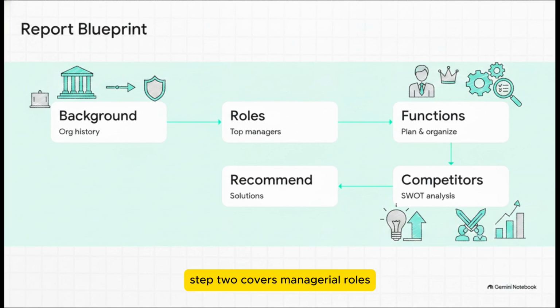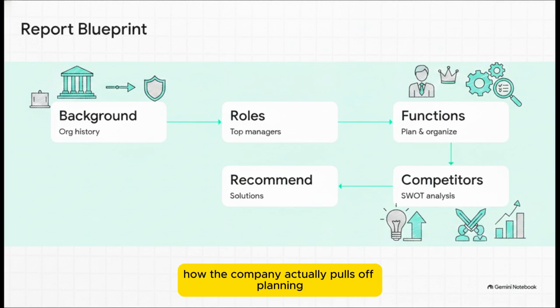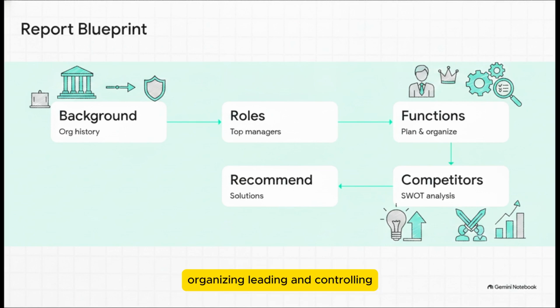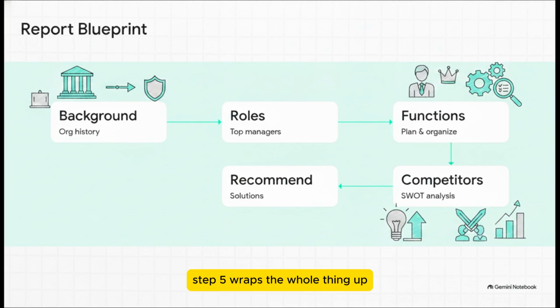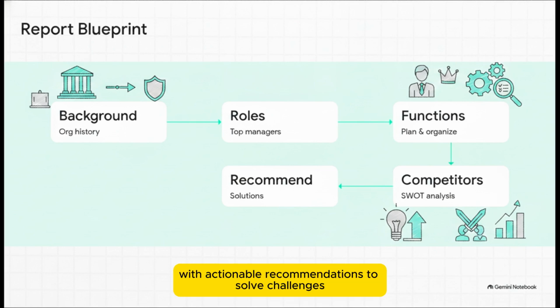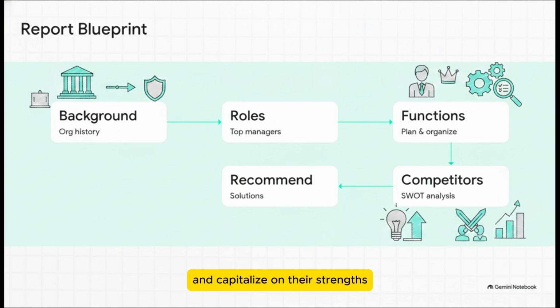Step 2 covers managerial roles. Basically, who are the top managers and what exactly are their profiles and responsibilities. Step 3 shifts to managerial functions. This is where you explain how the company actually pulls off planning, organizing, leading, and controlling. Step 4 evaluates industry competitiveness, and finally, Step 5 wraps the whole thing up with actionable recommendations to solve challenges and capitalize on their strengths.